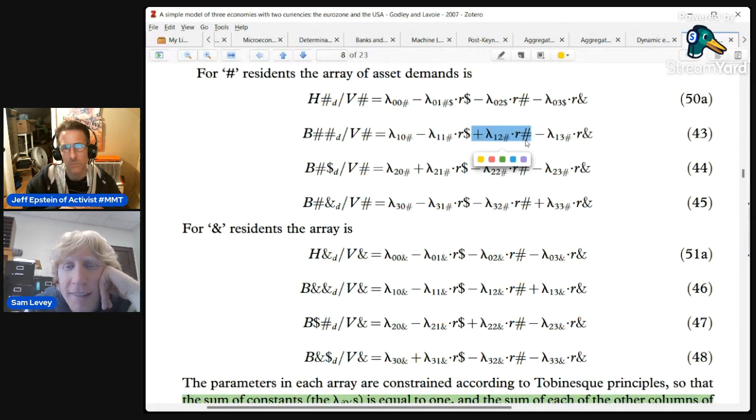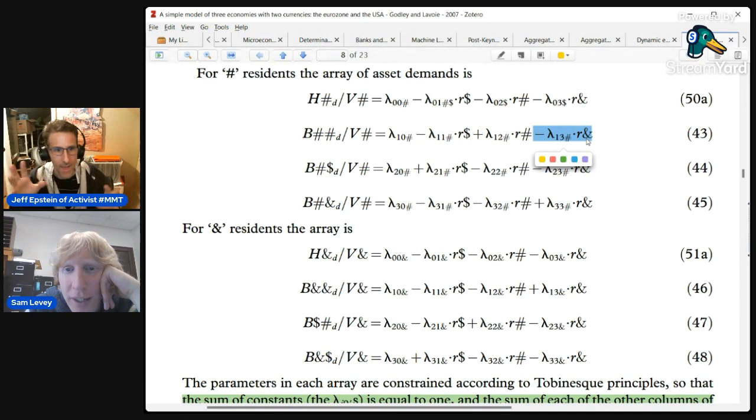If the French, I'm guessing this is still France, if the French interest rate goes up, then you want more French government bonds, but you want less US government bonds. If the US interest rate goes up, then you want less French government bonds. And same with Greece. If the Greek interest rate goes up, then you want less French government bonds.